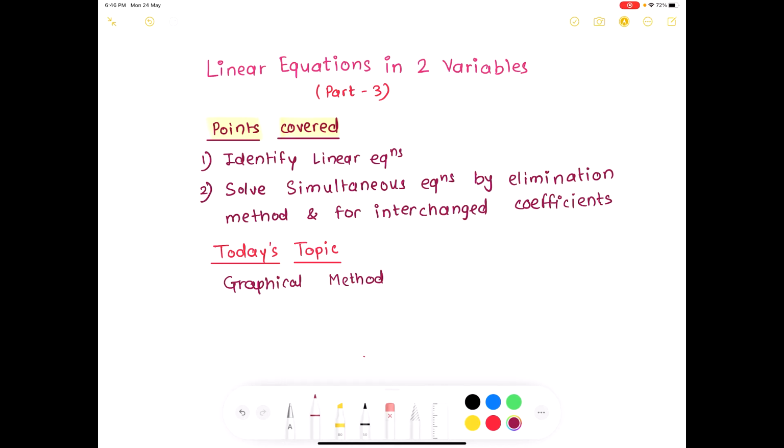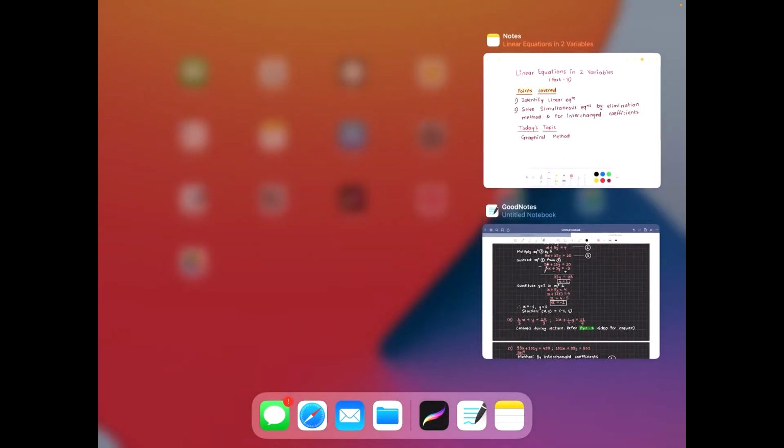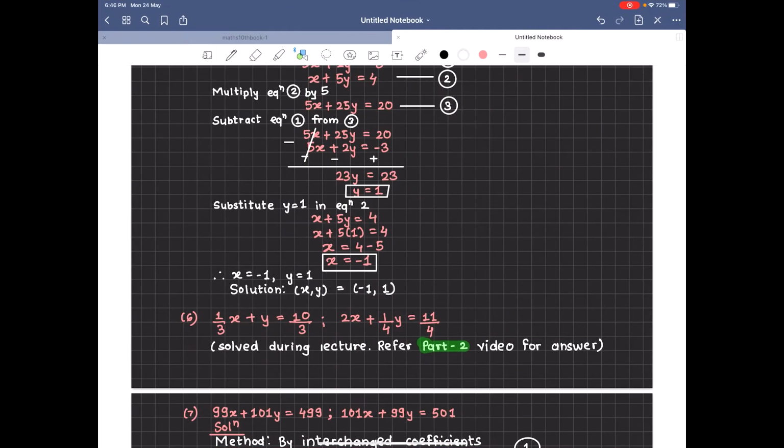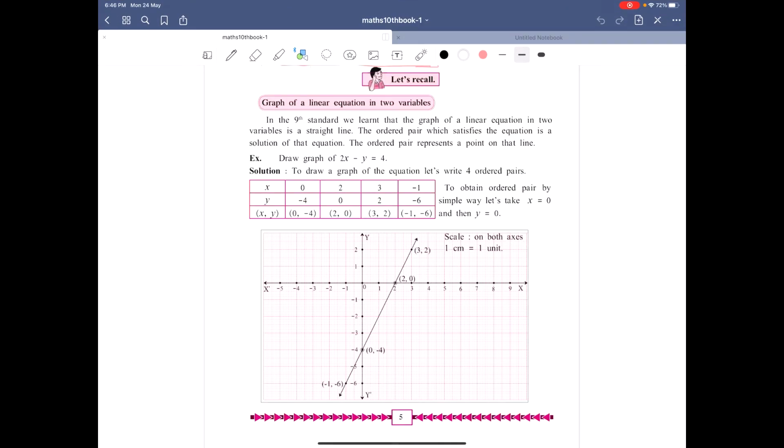Before that, I want to show you this graph of linear equations in two variables. In 9th standard, we have learned how to draw the graph of linear equations. Here you can see an example is given. Draw the graph of 2x minus y is equal to 4.